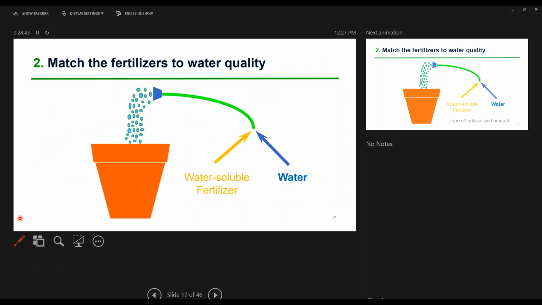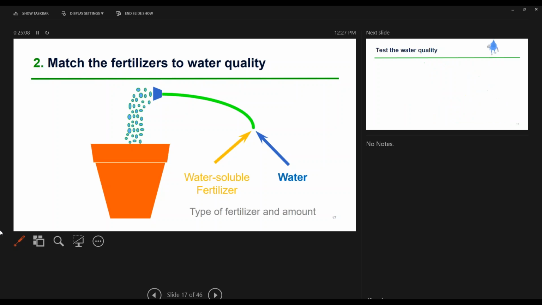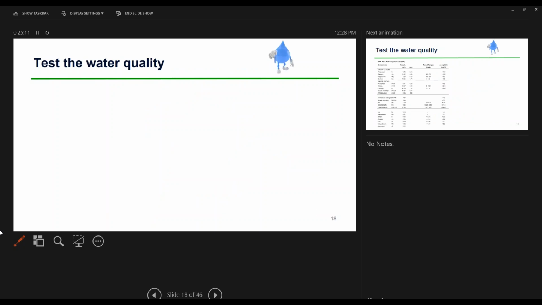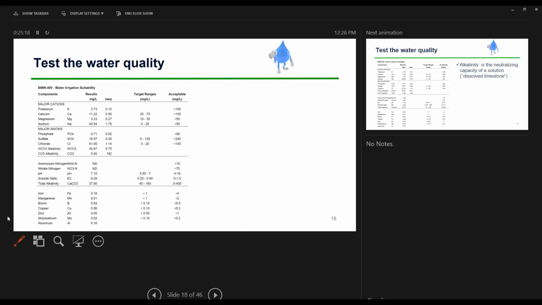Okay, so now we're going to swap to matching the fertilizers to water quality. It's always very important to think about the fact that most of us are applying water-soluble fertilizers. So everything that's in the water and gets mixed with the fertilizer is going to reach your container. That tells you a lot about the type and the amount of fertilizer that you're going to choose, right? So first thing, everyone, no exception, non-negotiable, everyone should test the water quality.